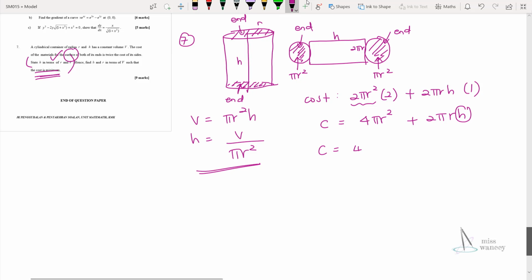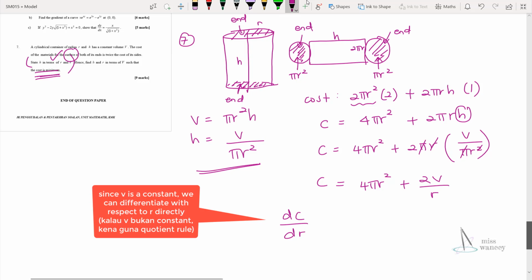So C is equal to 4πr² plus 2πrh, and h is V over πr². So what we have is 4πr² plus 2V over r. So this is C. So let us differentiate. dC/dr is 8πr minus 2V over r².